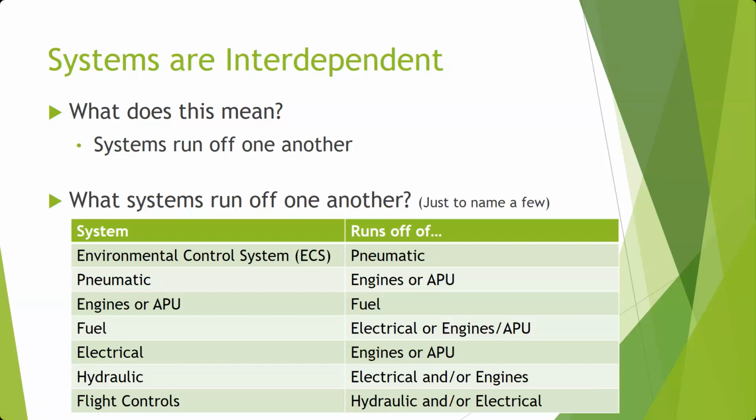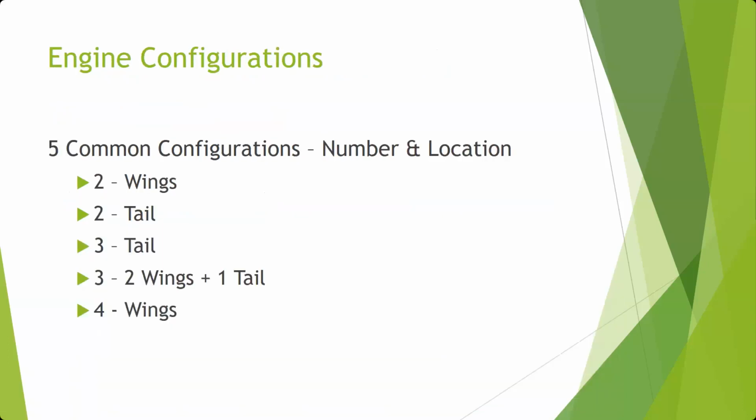Looking at some more things that play into transport aircraft is engine configurations. There are 5 common configurations we see in the United States. There are additional configurations you won't see very often. But the two that are probably most common nowadays are 2 wing or 2 tail mounted engines. Twin engine aircraft is what most newer transport aircraft are.